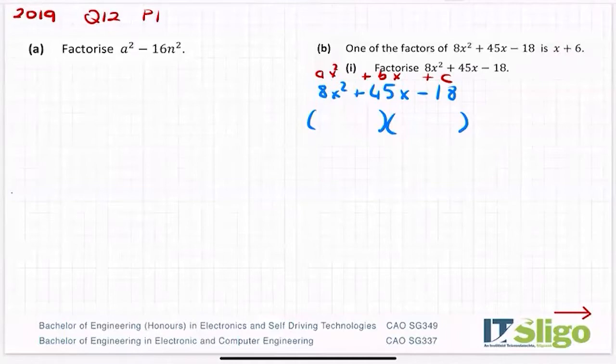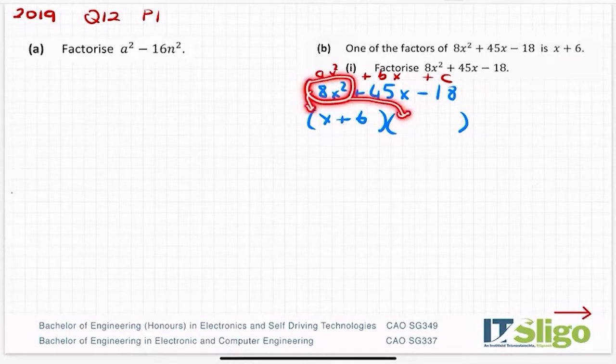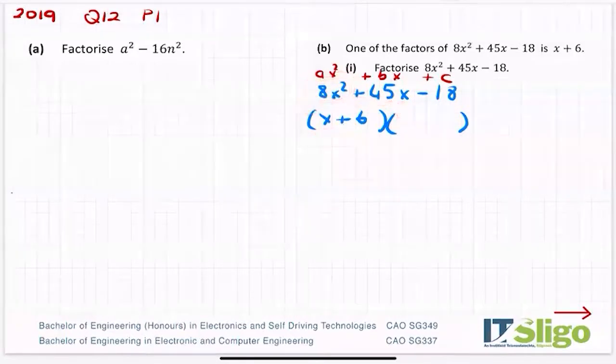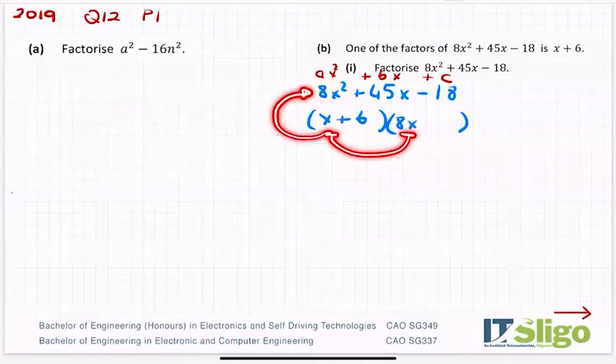Okay, so what they're telling you is that one of these brackets is x plus 6. And then it says, what is the other one? Well, if you know your quadratics well, you'll know that the 8x squared has to be split between this bracket and this bracket. So if there's one x there, then there has to be 8x here, because that's how I get my 8x by my x to give me my 8x squared.